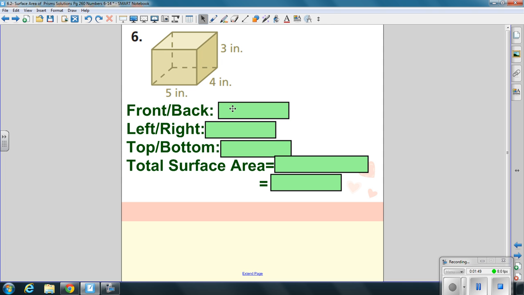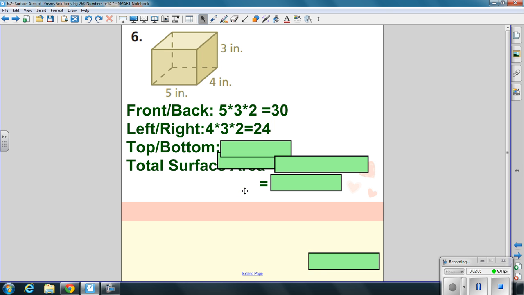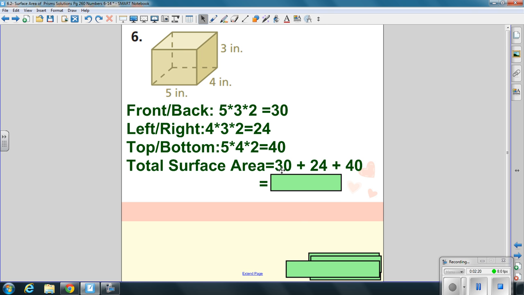To find the area of the front, since front and back are congruent, I'm going to multiply my answer by 2. So I have 5 by 3 by 2. If you multiply that in your calculator, we get 30. The left and right side, we have a 4 by 3. And since there's 2 sides, I'm multiplying by 2. The top and the bottom, we have a measure of 5 by 4. And then there's 2 of those, we get 40. So to find the total surface area, we just take 30 plus 24 plus 40. Use your calculators to find the sum. And we have a total surface area of 94 inches squared.